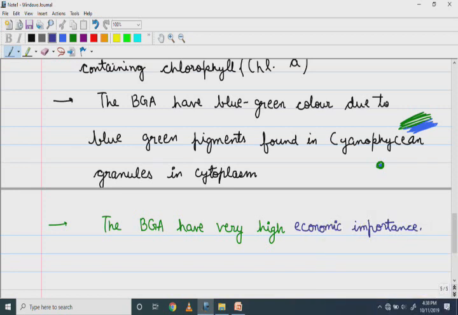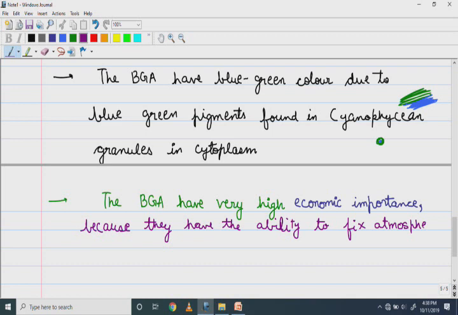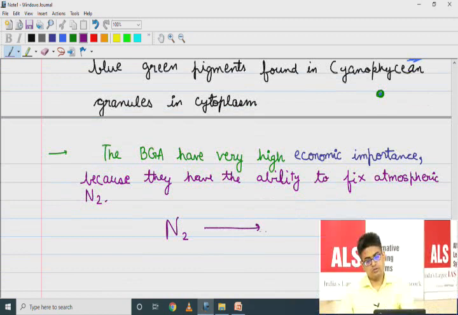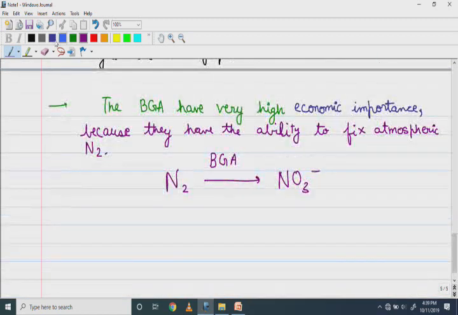They have very high economic importance, since they have the ability to fix atmospheric nitrogen in soil. Right? So nitrogen can be converted into nitrates by blue-green algae. And this process occurs in special cells found in the blue-green algae, and these cells are called heterocysts.